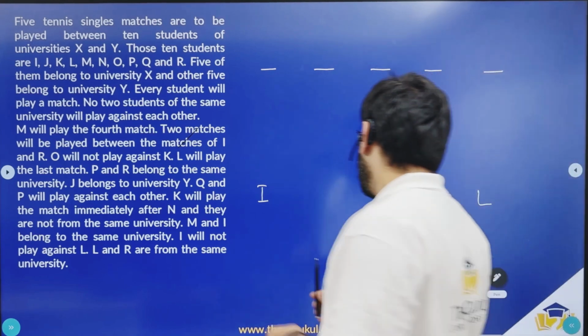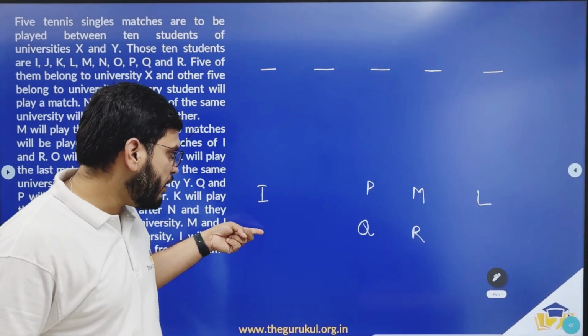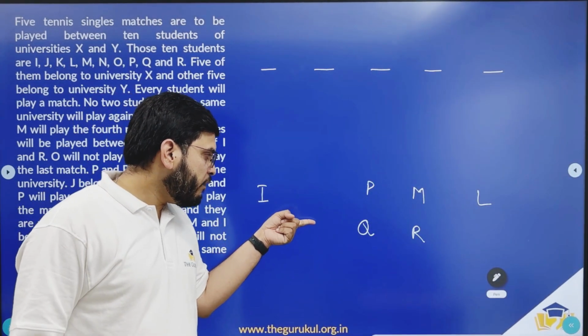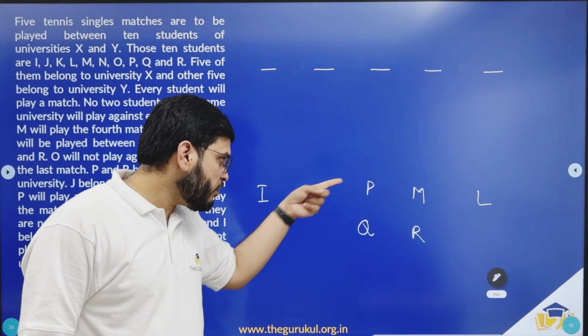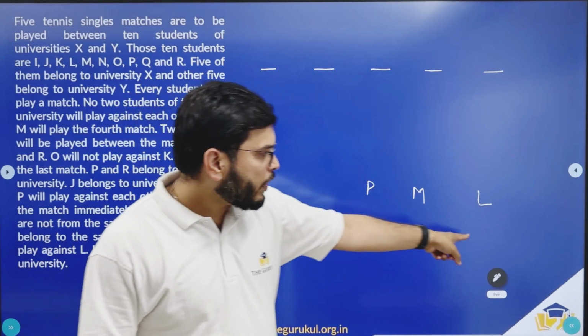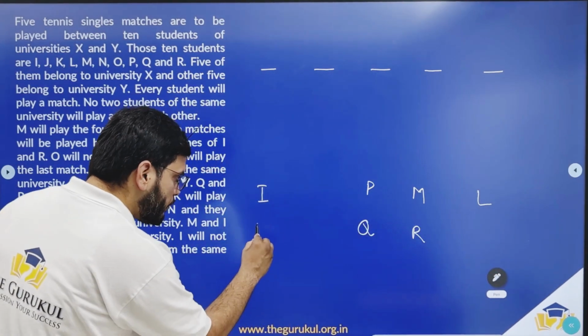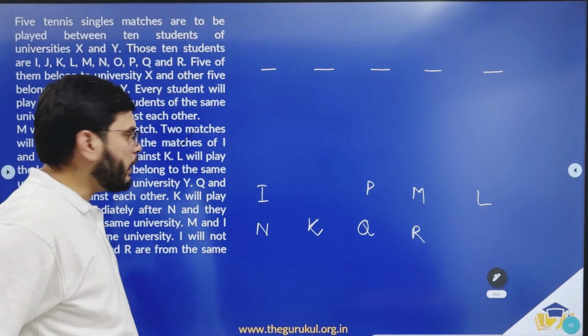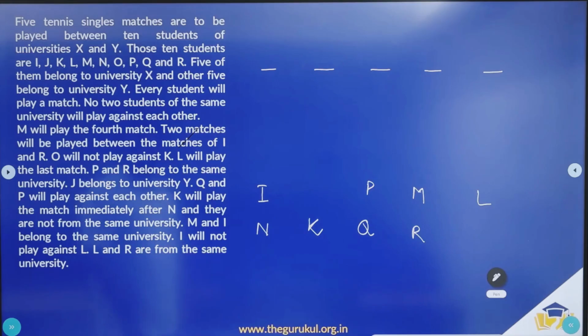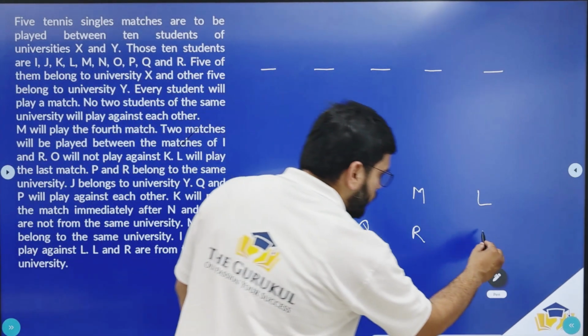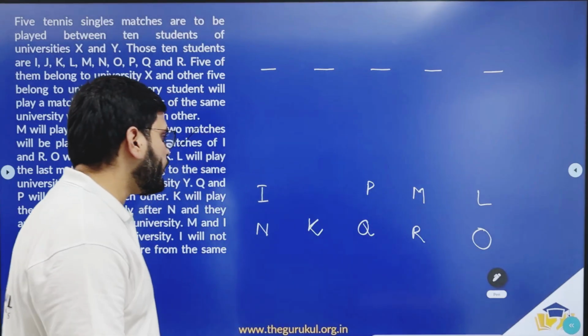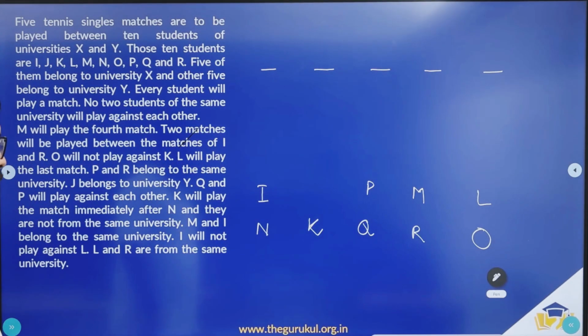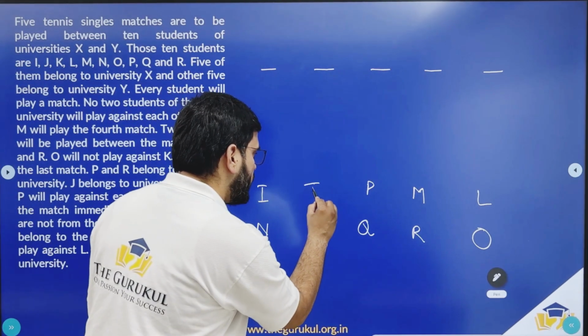Whereas here, can we have N here? Yes. If N is here, this should be K. Can we have N here? No. Because if N is here, one of these two should be K. And you cannot have N here. So the only possibility is N being here and this being K. Done. And is there any statement mentioning K? O will not play against K. So you cannot have O here. So O should be here. And we are left with I, J. Right. So this should be J.